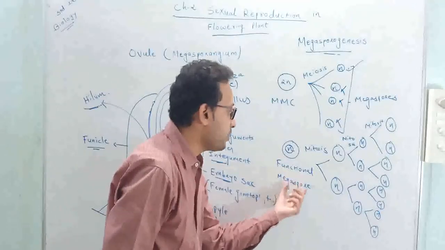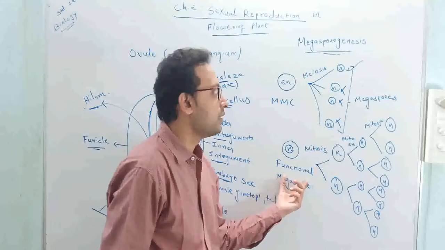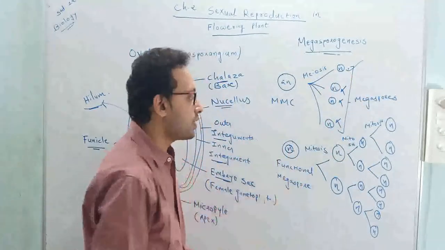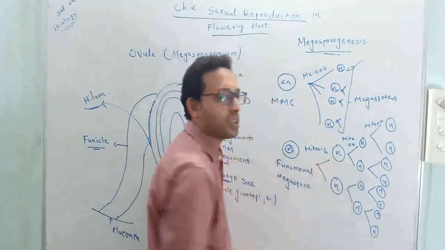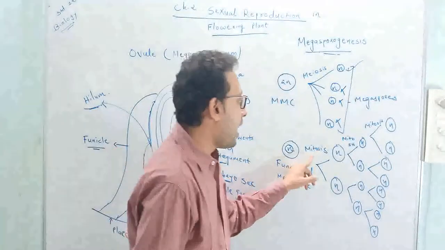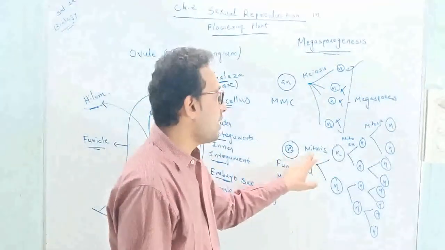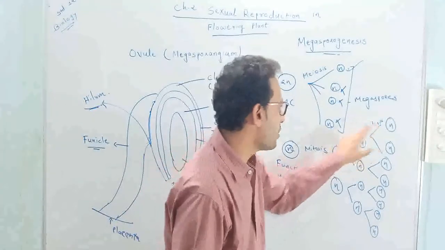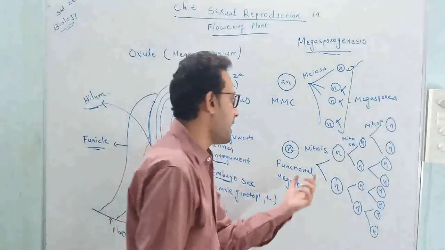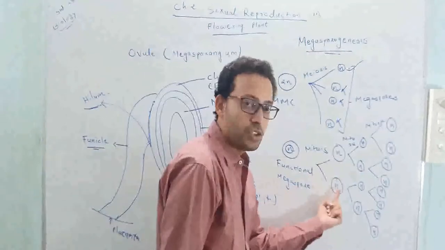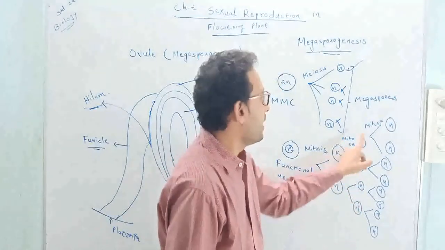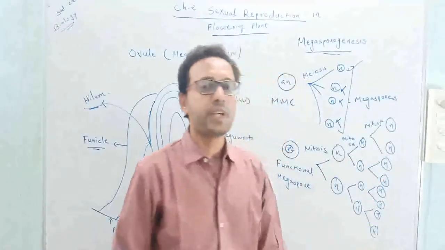So the functional megaspore is formed. How is it formed? You know that three will degenerate, only one gets left. That is called the functional megaspore. This functional megaspore divides by mitosis. How many times does it undergo mitosis? It undergoes mitosis three times, one, two, three times successively. When it enters mitosis the first time, two nuclei are formed. The second time, a total of four nuclei are formed. And the third time, a total of eight nuclei are formed.